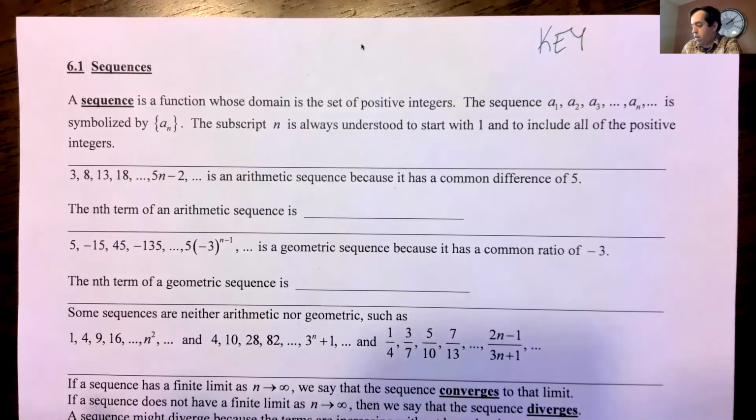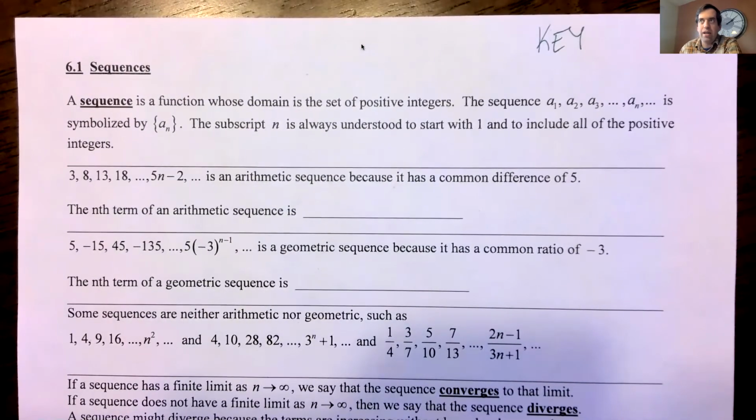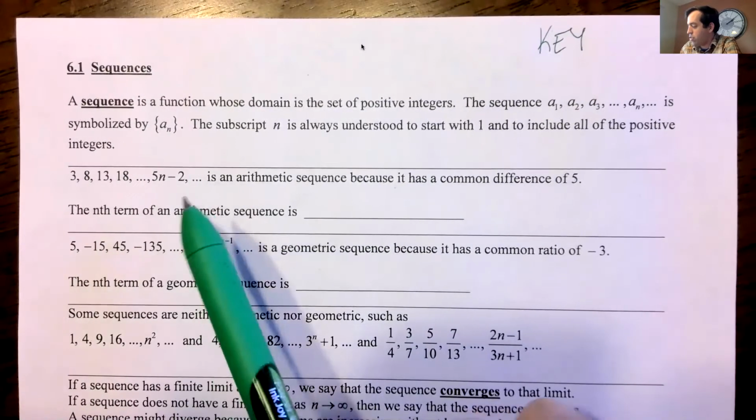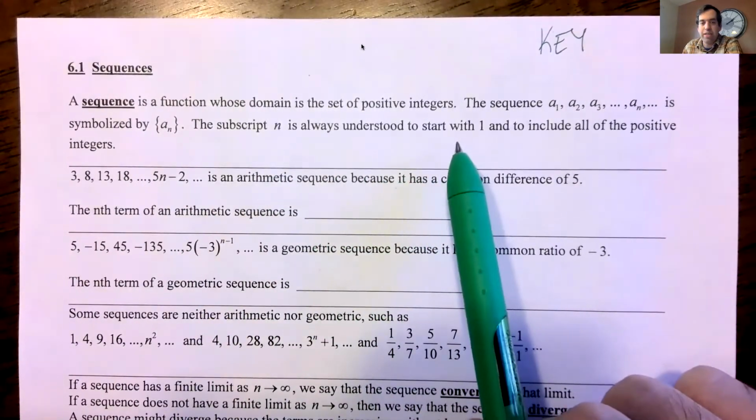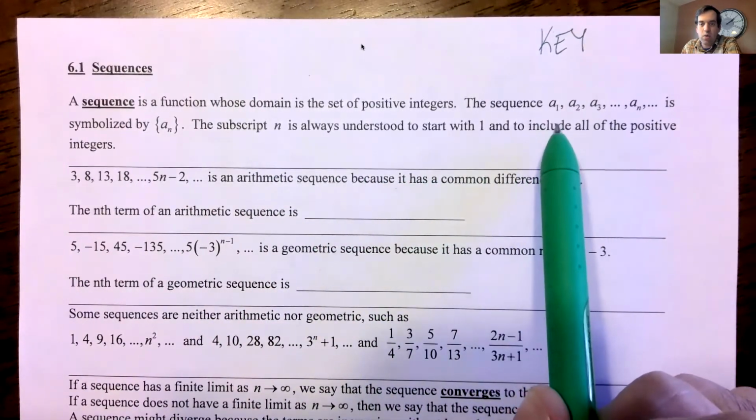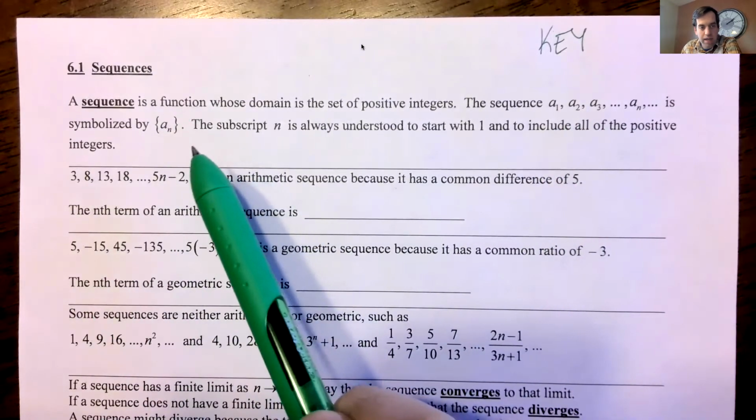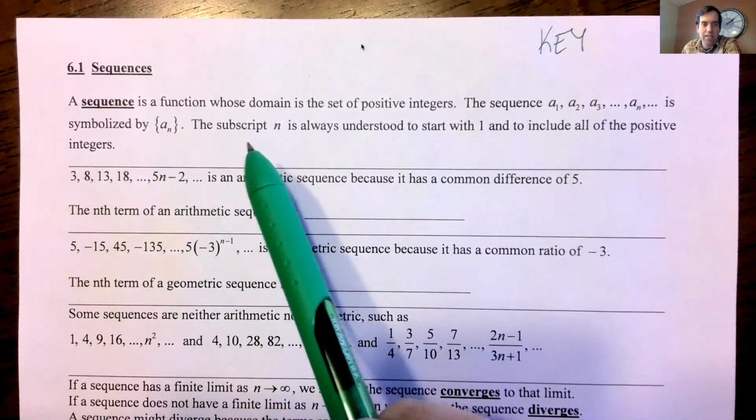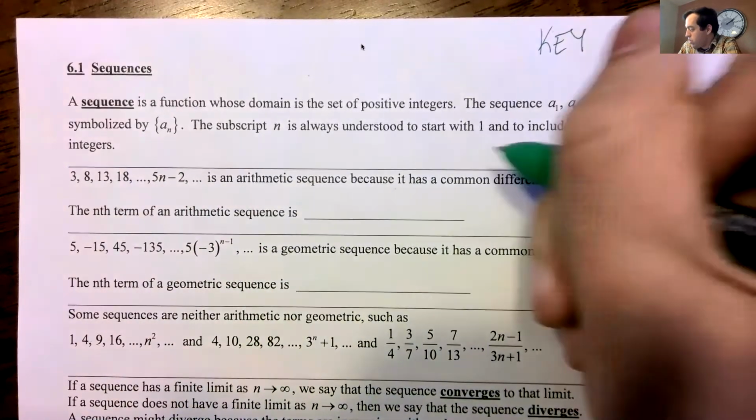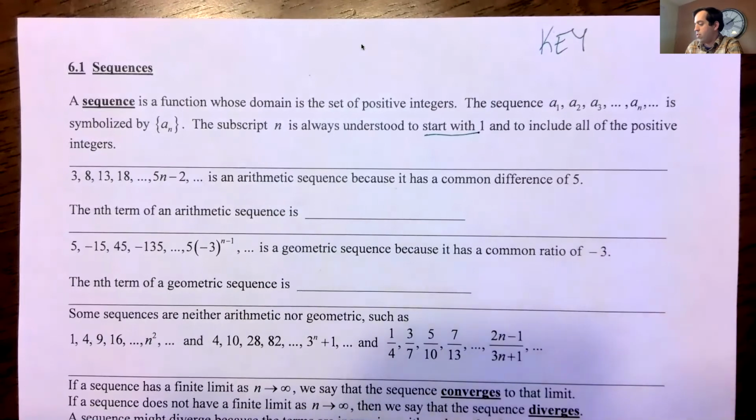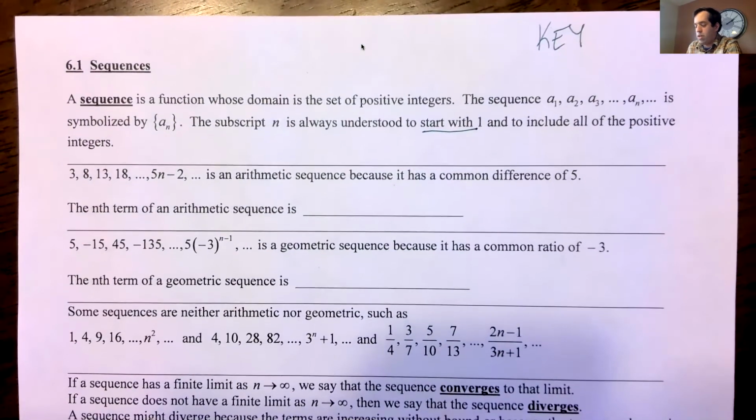All right, so here are our notes. And up first, we just have some new vocab and the like to go over. So a sequence is a function whose domain is the set of positive integers. This sequence a sub 1, a sub 2, a sub 3, etc. is symbolized by, in curly brackets, a sub n. The subscript n is always understood to start with 1 and to include all of the positive integers.